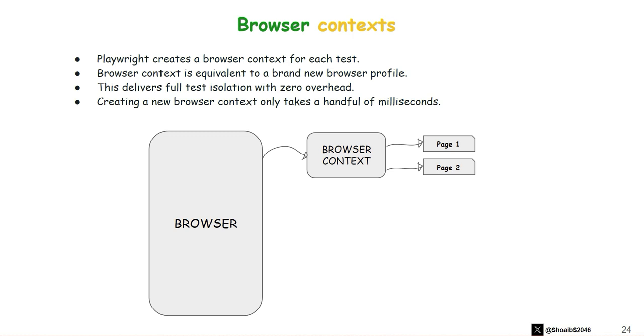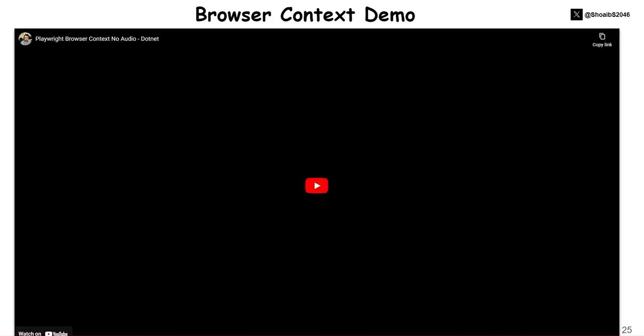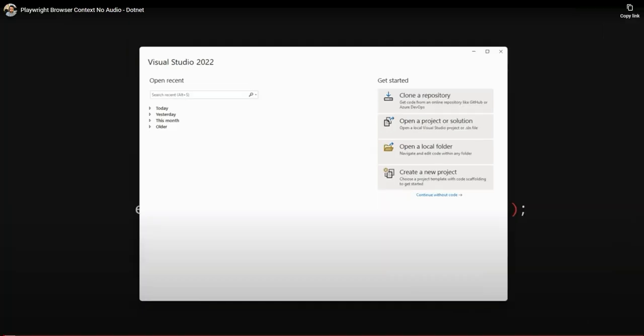Now, we can have multiple browser contexts and each browser context has different pages. So imagine you can do multiple things simultaneously. Playwright works in an asynchronous way. So let's see an example about browser context.